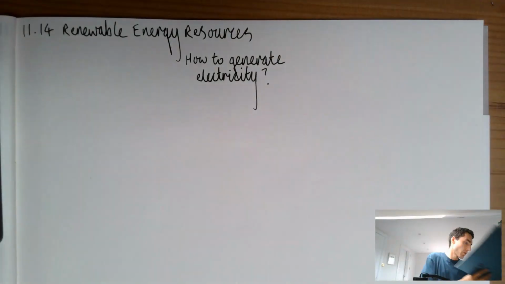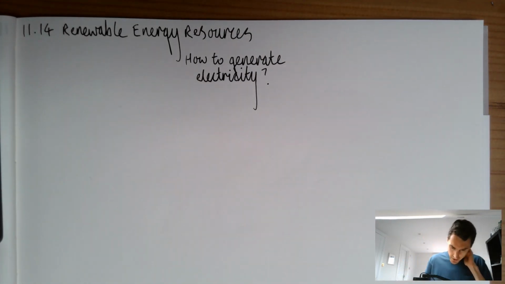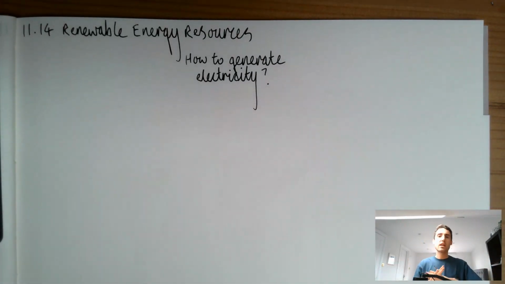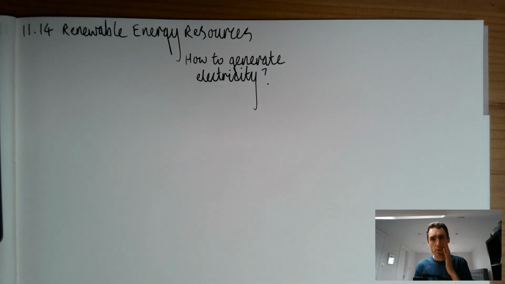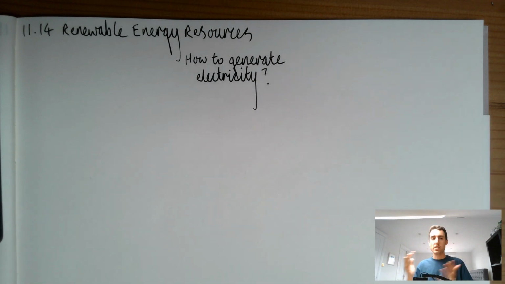So the big question we're asking in today's lesson is, well, how do we generate electricity? What we want to do is give students an overview, and again, this is preparing them for their physics GCSE, where they look at energy resources, but we want to give them an overview of all the different ways that you can generate electricity.